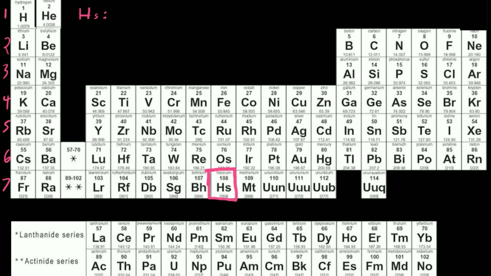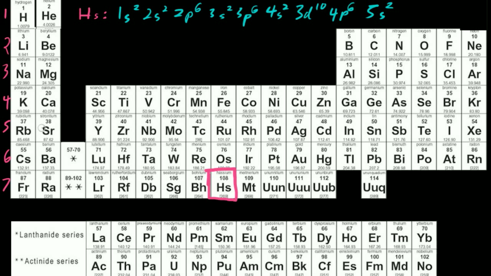And so let's start off. We're going to have 1s2, 2s2, 2p6, 3s2, 3p6, 4s2. So we're right here, we're at calcium. So now we go 3d10, 4p6, 5s2. So we're now at 5s2, we're at strontium.